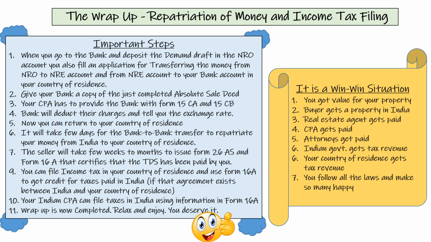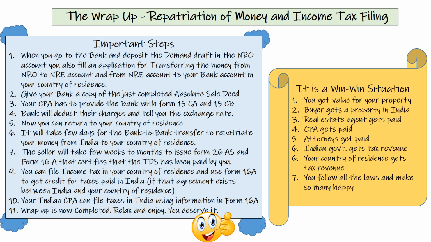All the important points that must be included in this phase are shown in this slide. The wrap-up phase starts with successfully closing and property transfer to the buyer. The first step in this phase is to deposit the demand draft in the NRO account in your bank in India. You also must give the bank the newly registered absolute sale deed. Your CPA has to provide the bank with Form 15CA and Form 15CB certifying that the funds are from the sale of property. The bank then deducts its service charges and lets you know the exchange rate.